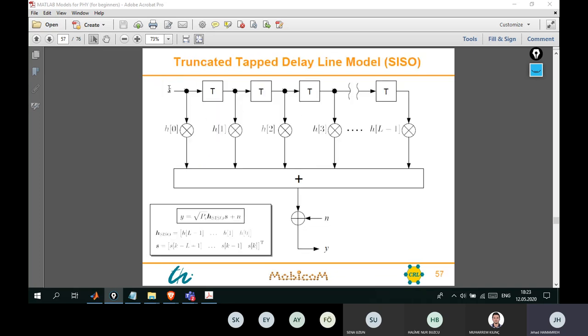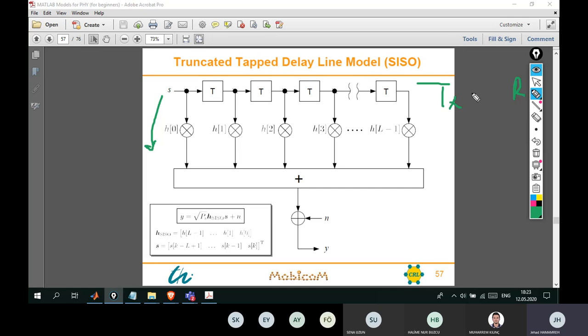it looks like this. You have your symbol, you multiply it by H0. After a certain delay, you multiply it by H1. After two delays, you multiply it by H2. After three, you multiply it by H3. How do you think of that? This H0 is the one coming from the line of sight. Here you have the transmitter, and here you have the receiver, and this line of sight component gives you H0. So your signal S is multiplied by H0.